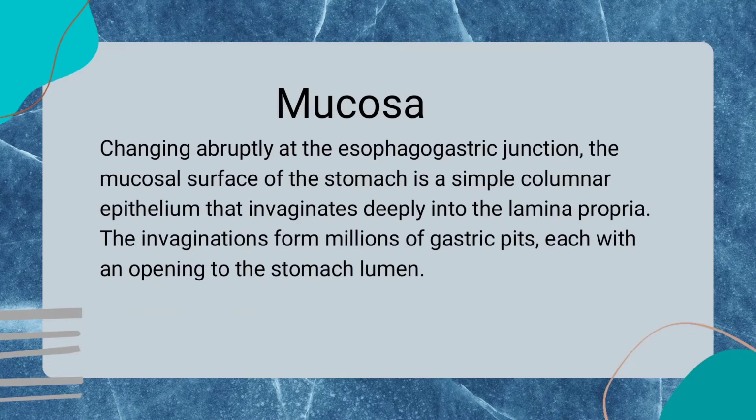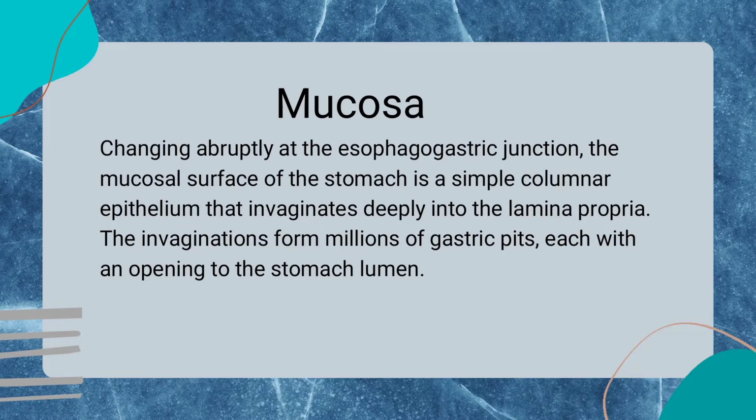Okay, so ngayon nandito tayo sa mucosa. Changing abruptly at the esophagogastric junction, the mucosal surface of the stomach is a simple columnar epithelium that invaginates deeply into the lamina propria. Remember that the lamina propria surrounds as well as supports the gastric pits and glands, and contains smooth muscle fibers, lymphoid cells, capillaries, and lymphatics. The invaginations form millions of gastric pits, each with an opening to the stomach lumen.